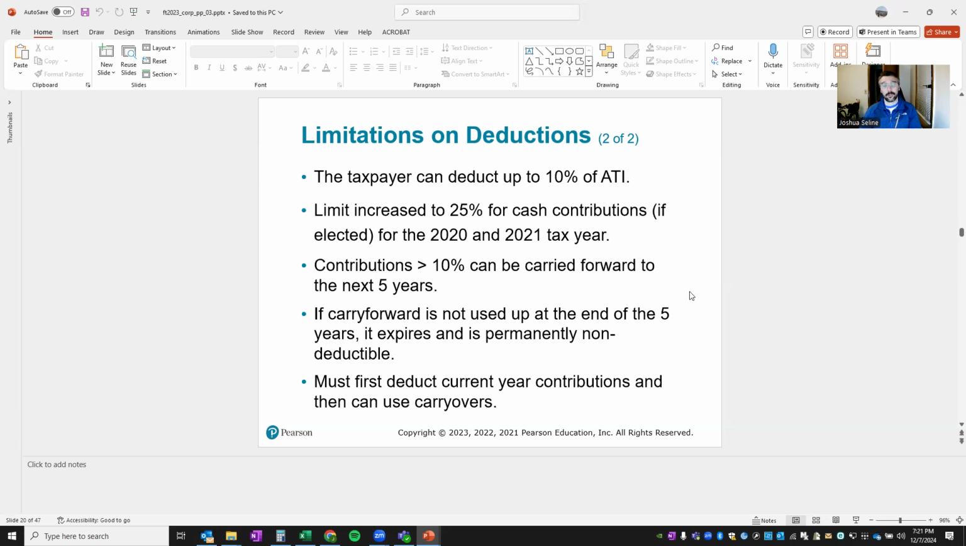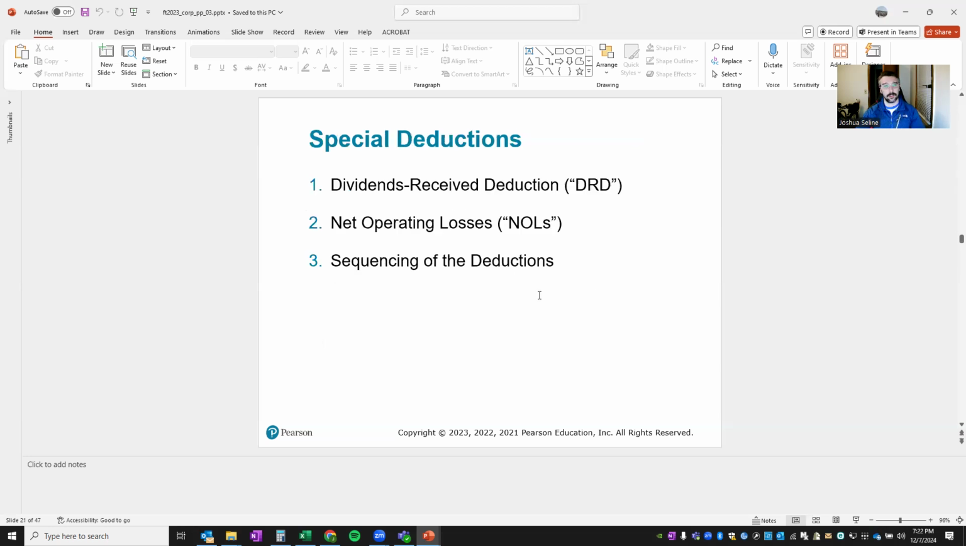Contributions greater than 10% can be carried forward to the next 5 years. So you don't get it this year, but it's carried forward 5 years. If the carryforward is not used up by the end of the 5 years, it expires and is permanently non-deductible. So it's really important to use that within the 5 years. And you must first deduct current year contributions, and then you can factor in your carryovers. I'm going to stop this video here, and we will get into the special deductions in our next video.